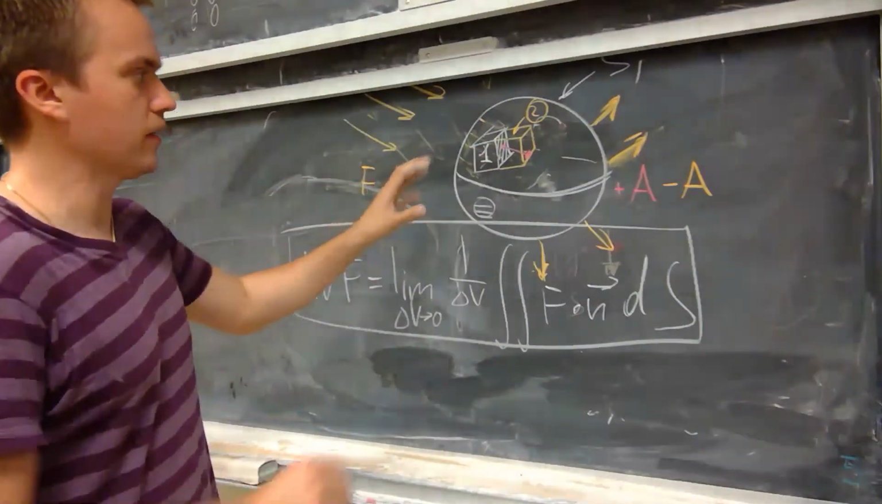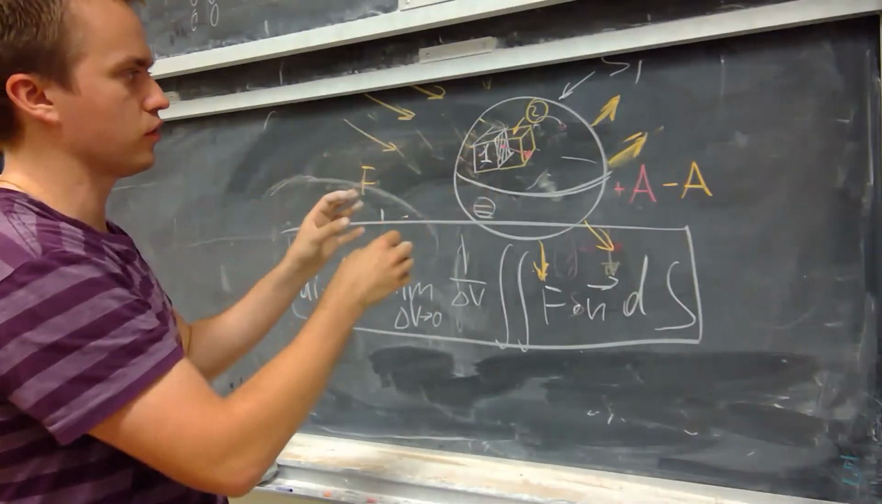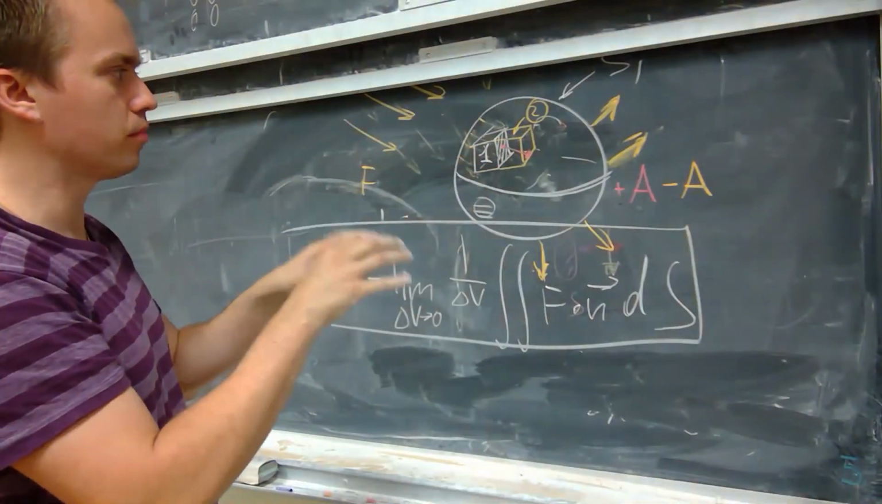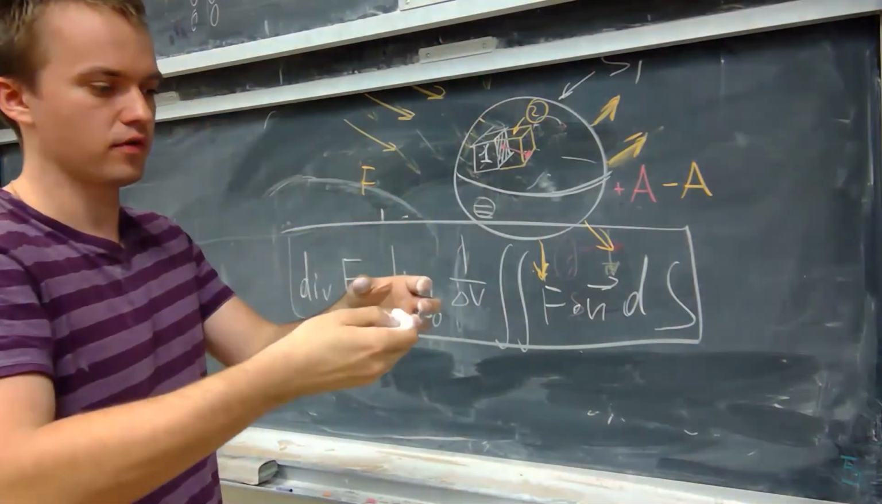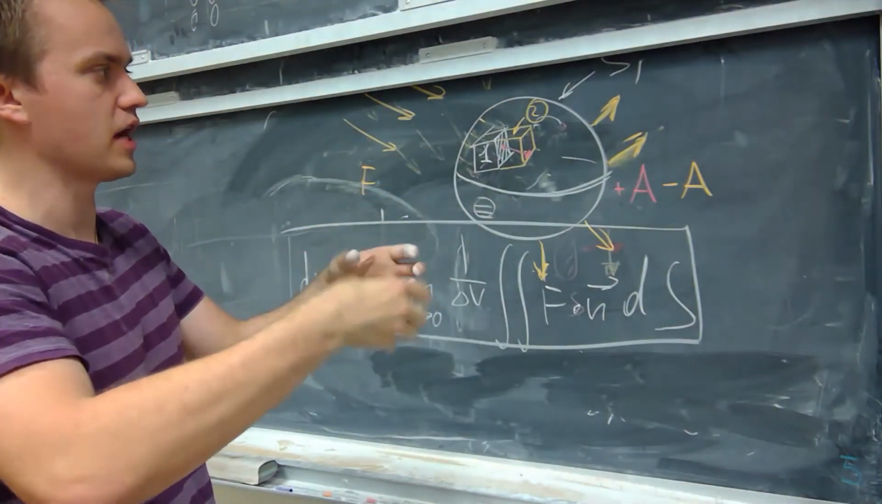So what can I do right now? I can fill in the whole sphere with all the different cubes, and what is going to be important are only the sides that don't share that side with another cube.